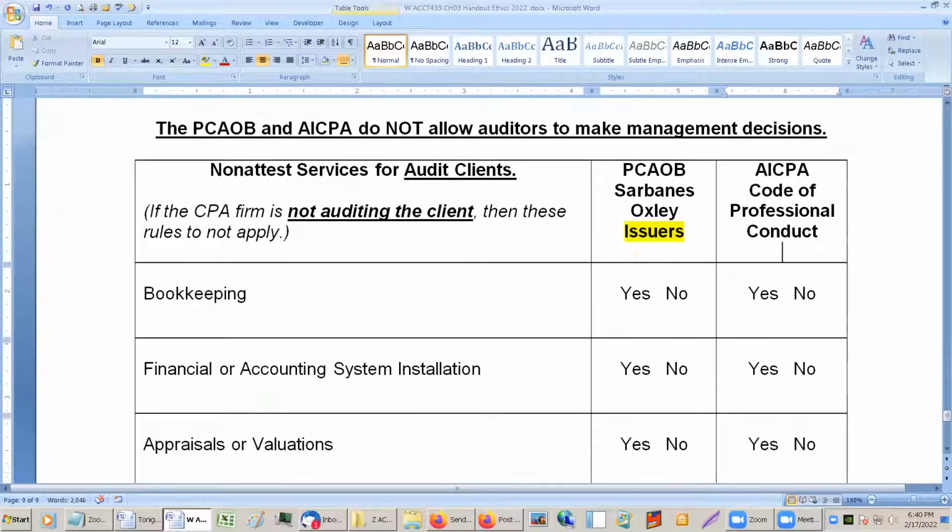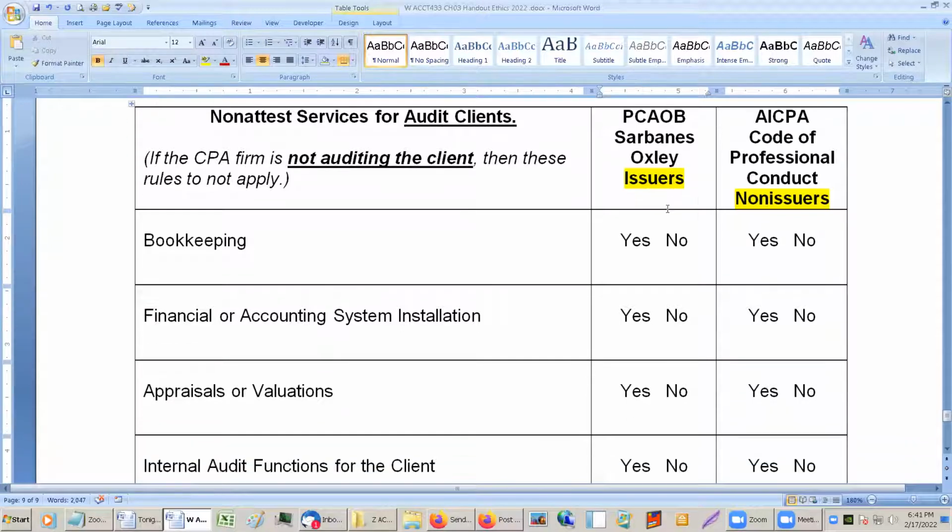And this is generally aimed at non-issuers, although they also apply to PCAOB a lot of times through state laws and stuff like that, for the same CPA firms.